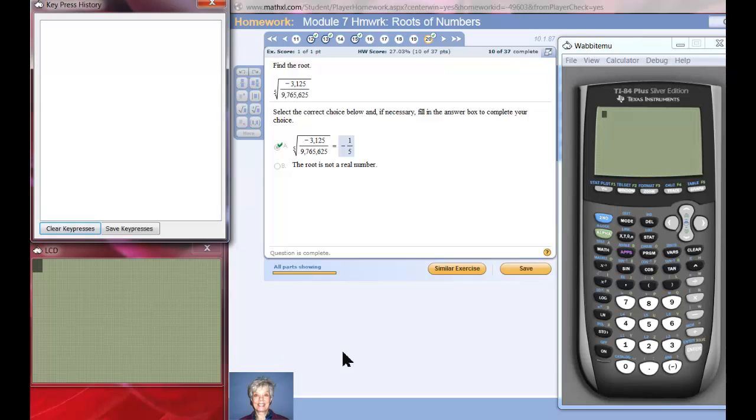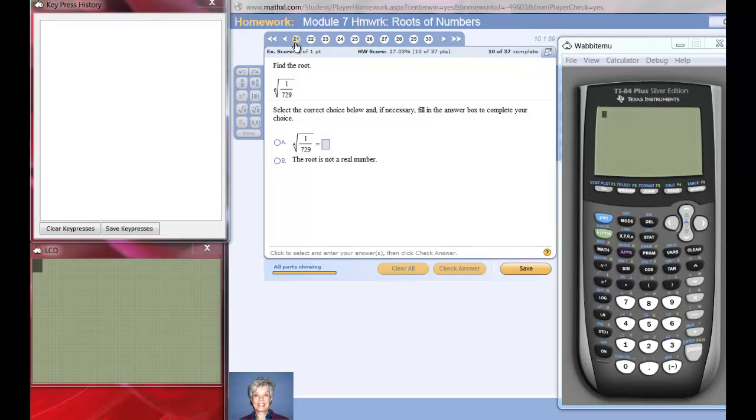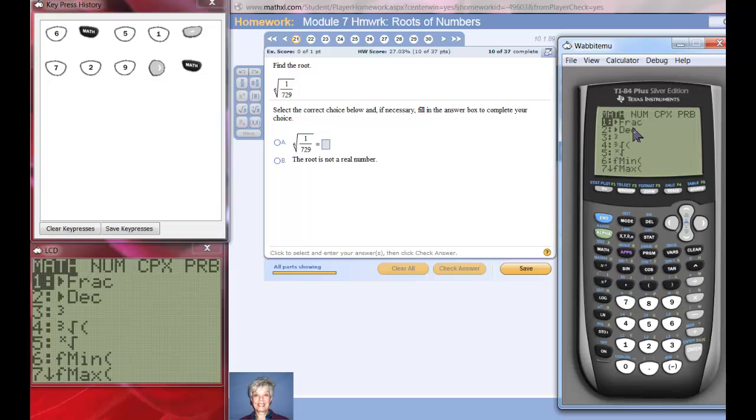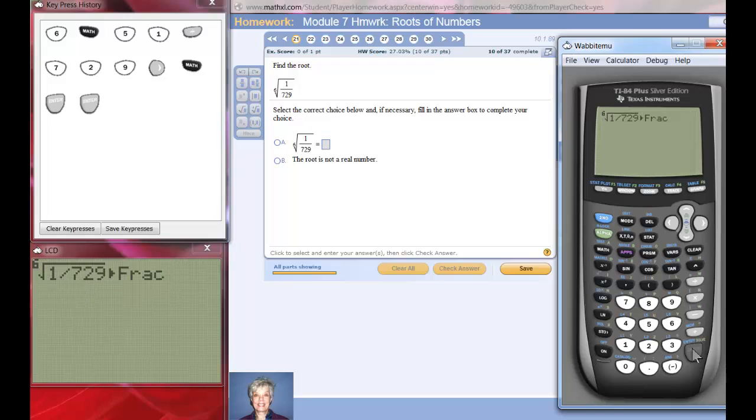Clear. Let's move on. The sixth root. Well, you can probably do this by yourself, but let's do one anyway. Six. Math. Five. One. Divide. Seven. Two. Nine. Right arrow key. Math. I'm going to frac this. So enter. And we get 1/3.